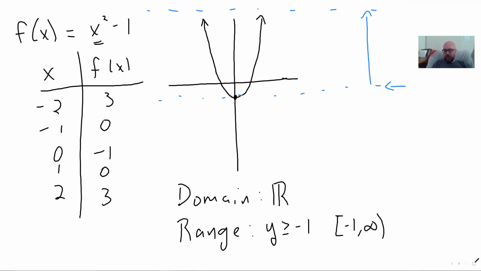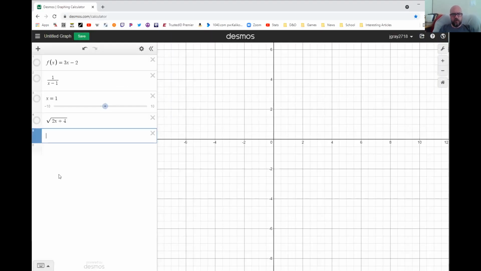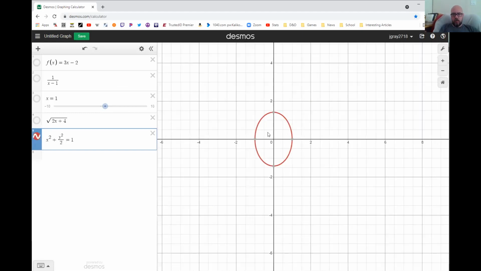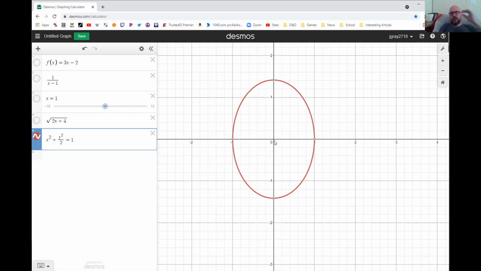Maybe I'll do one more example. So here, let me whip something up in Desmos, and we'll talk briefly about that. I'm going to do this function, or not function, but this relation. Let's say x squared plus y squared over 2 equals 1. All right, so there's my relation. And I want to know what the domain and range are of this.